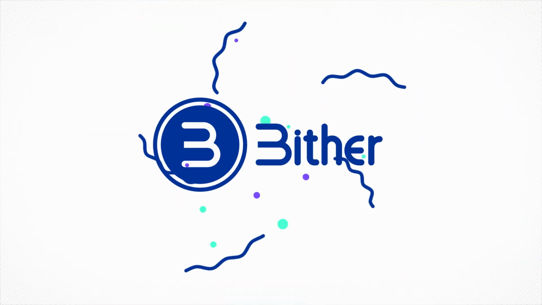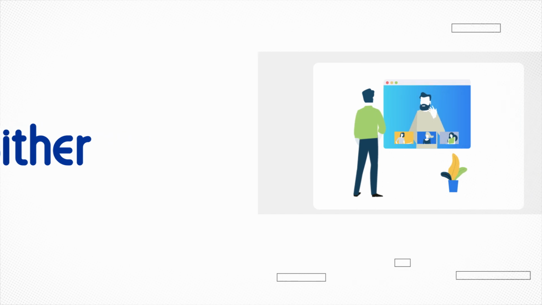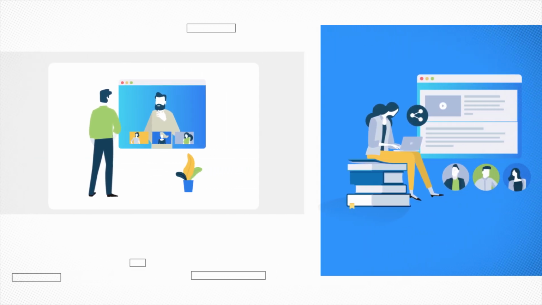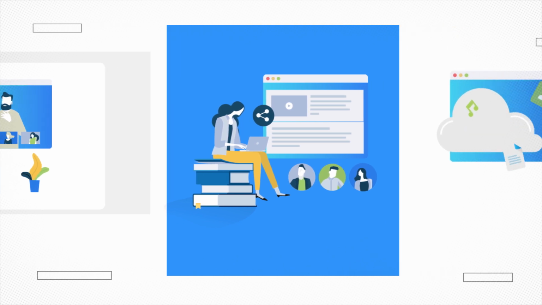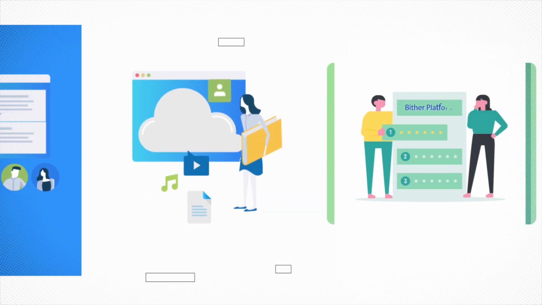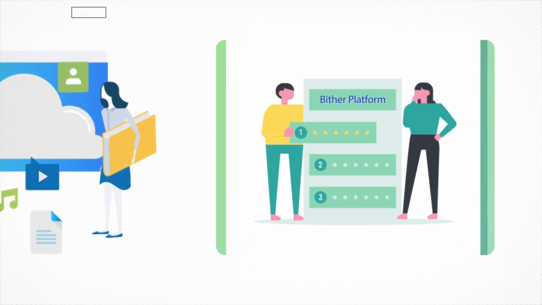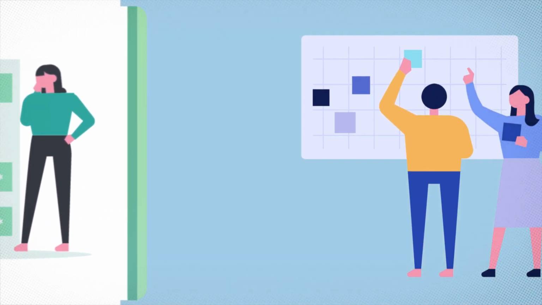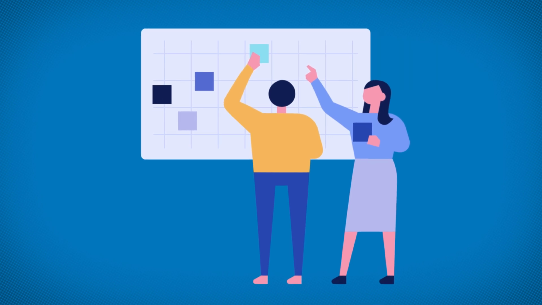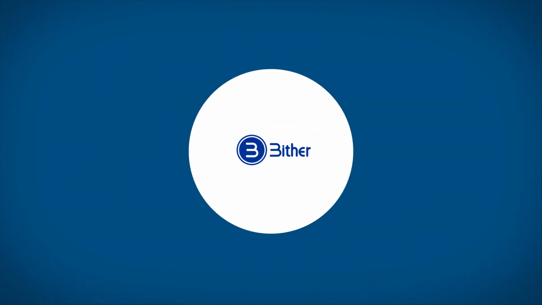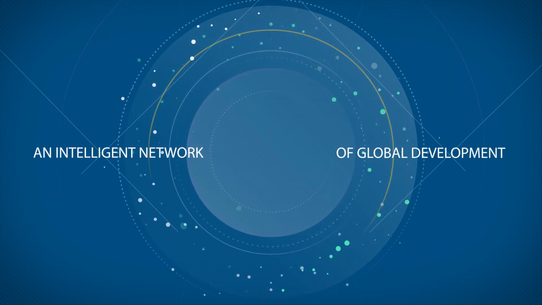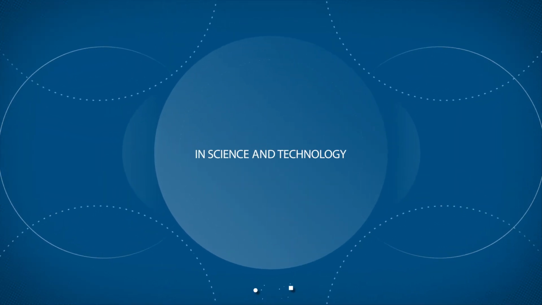The ultimate goal for the Bither platform is to provide the latest generation of blockchain technology in an optimized form and to reduce the fundamental problems of current networks. Bither is decentralized by nature. Through the ability of defining second and third layer networks, Bither has an effective role in performance improvement and the separation of activities. Bither, the next generation of blockchains, an intelligent network of global development in science and technology.